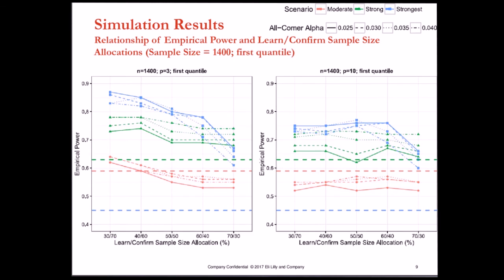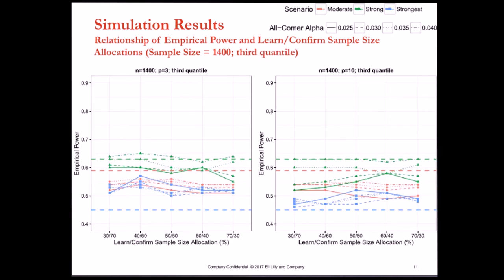When the biomarker is approximately correctly selected, as we see in these 2 slides, we see a general decreasing trend of the empirical power as the allocation changes from 30/70% to 70/30%, indicating that more patients should be allocated to the confirm set. This trend is also consistent across different alpha splits and numbers of biomarkers. Although with an increased number of biomarkers at the learn stage, the powers are reduced, which is as expected.